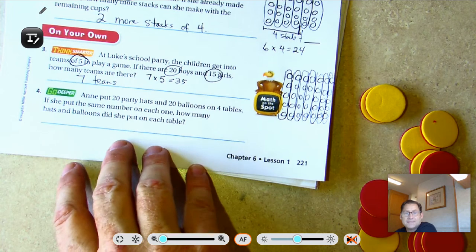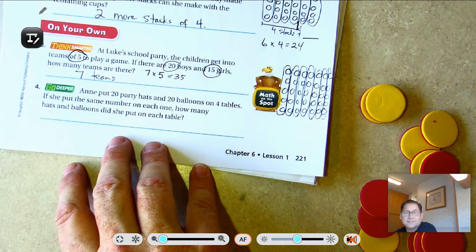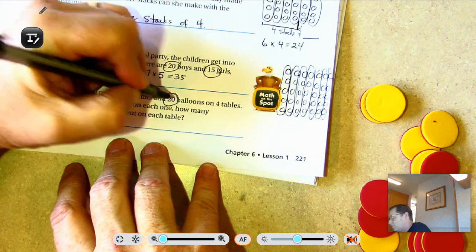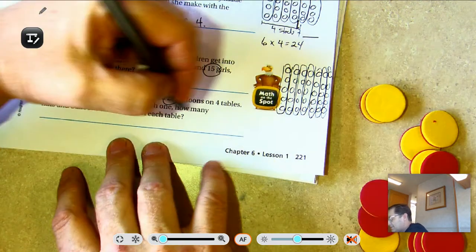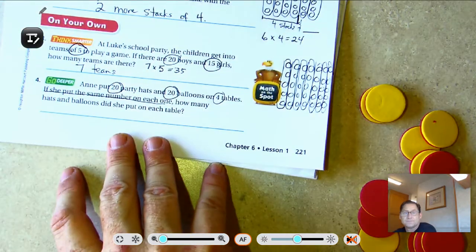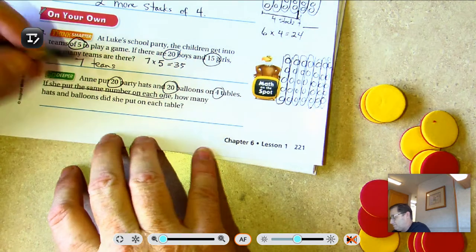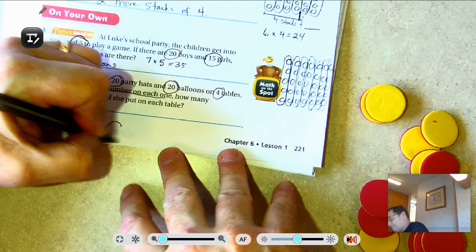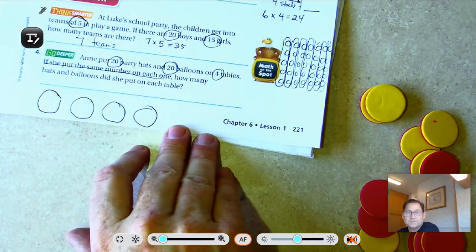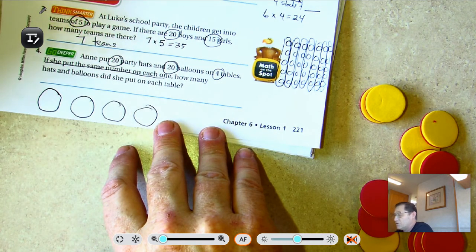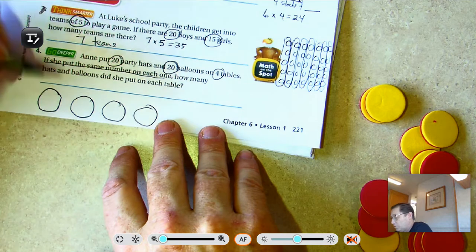And put 20 party hats and 20 balloons on 4 tables. If she put the same number on each one, how many hats and balloons did she put on each table? 20 party hats, 20 balloons. She puts the same number on each one, and she has 4 tables. So we know we have 4 groups. Okay, that's the 4 tables. And she's going to put 20 party hats in each. She's going to share 20 party hats with those 4 groups.